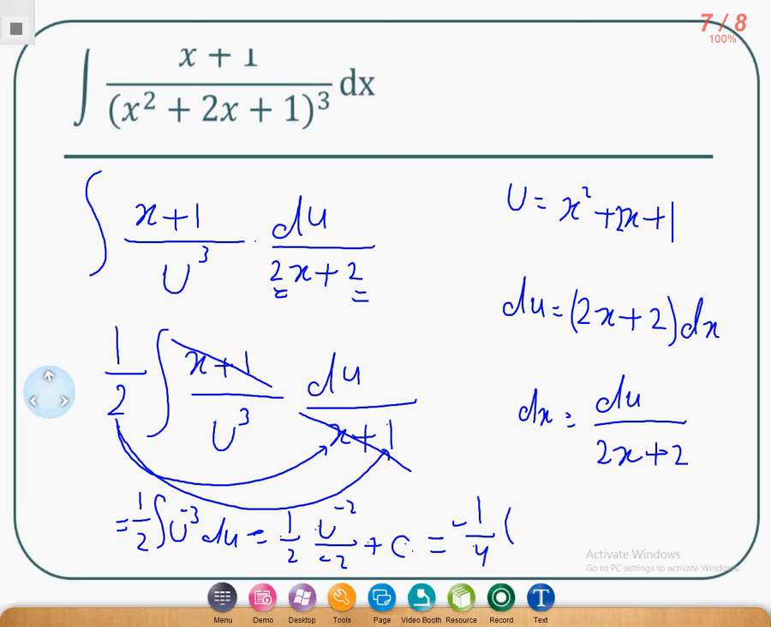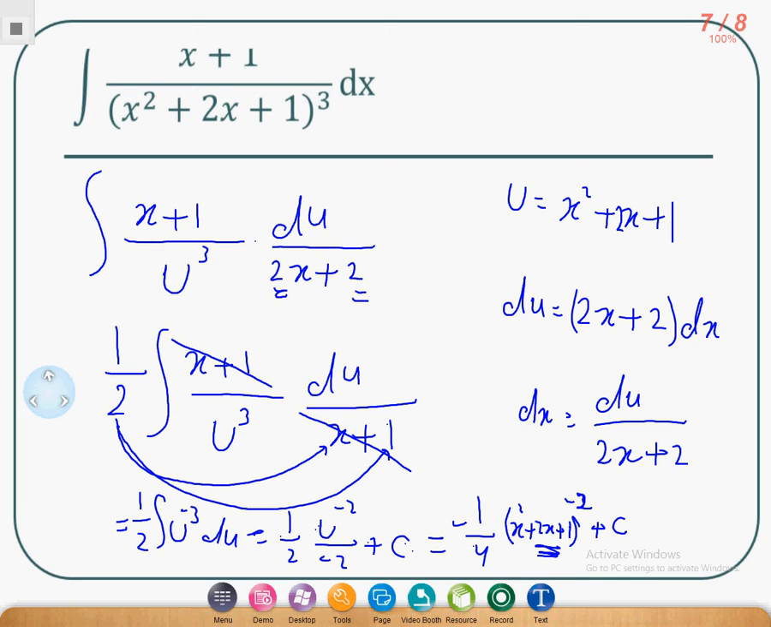And u, I will put it x squared plus 2x plus 1 to the power negative 3. I'm so sorry, it will be negative 2, not negative 3. And plus c. You can also, boys, move this term or this polynomial from up to down to make the power positive. So it's up to you. If you leave it as it is, it will be correct. If you move down to convert the power from negative to positive, it will be also correct.